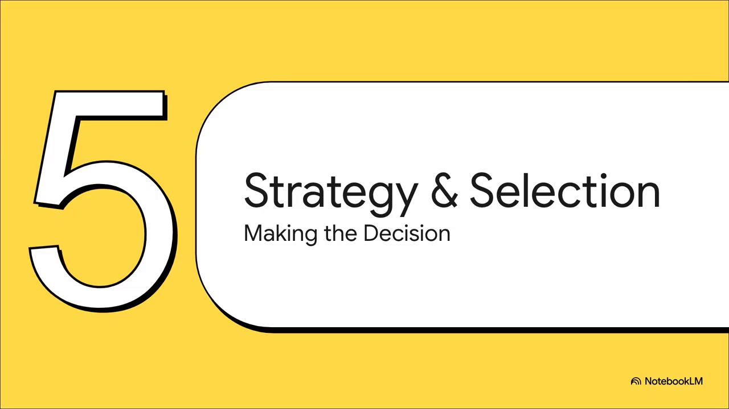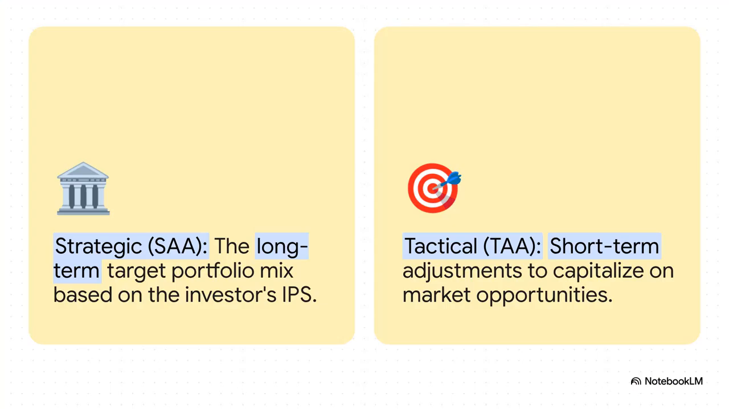Okay, so we've defined the rules of the game, and we understand the player. Now, in Section 5, it's finally time to actually play the game. This is where we take all of that information, the objectives, the constraints, the personality type, the life stage, and we use it to build the actual investment strategy. And this is a really critical distinction to understand. You have strategic asset allocation, or SAA. This is your long-term baseline portfolio mix. This is what's written down in the IPS.